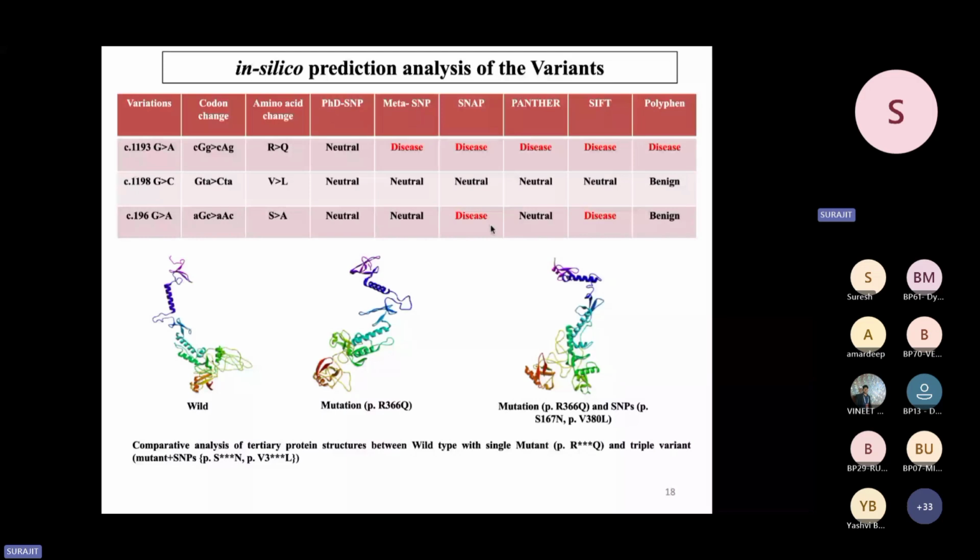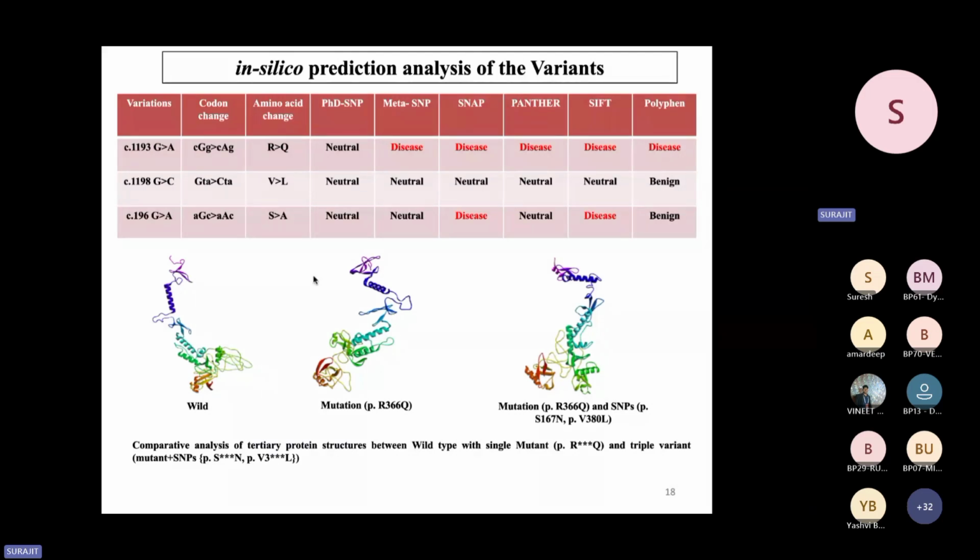After that, we did 3D structural analysis. We found that it was done in a group-like structure in a specific position: one with the wild type, another structure with the mutation, that is 366Q. Another structure analysis was done with the mutation plus both of the SNPs. Here we found that the structure containing the mutation plus two SNPs is more different than that of the wild type and the structure containing a single mutation.